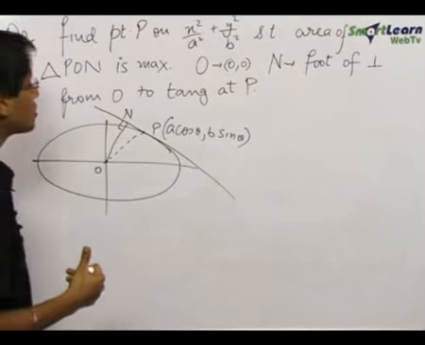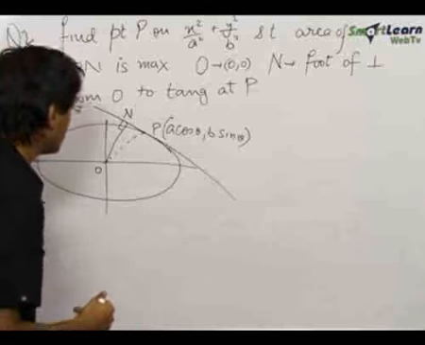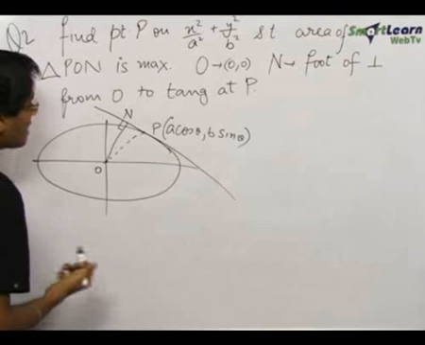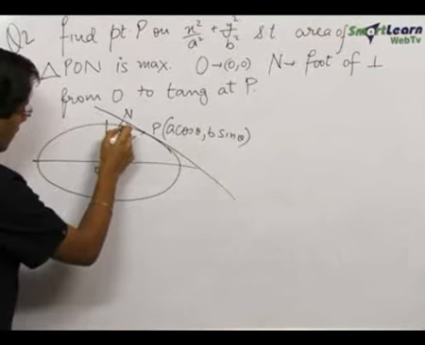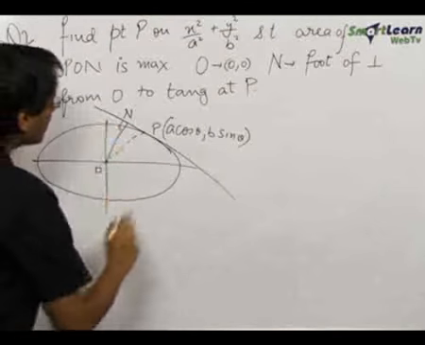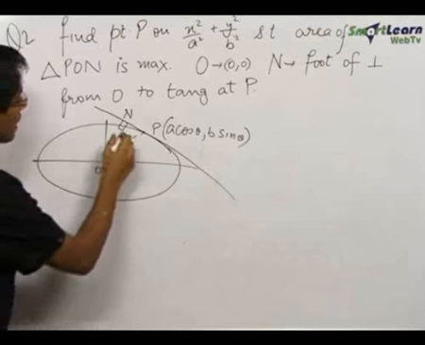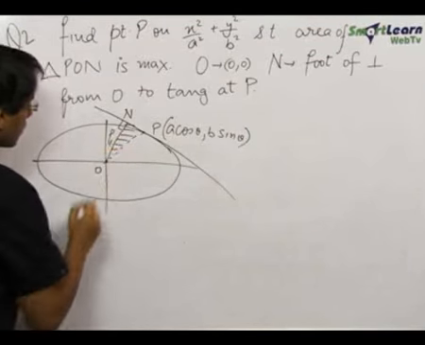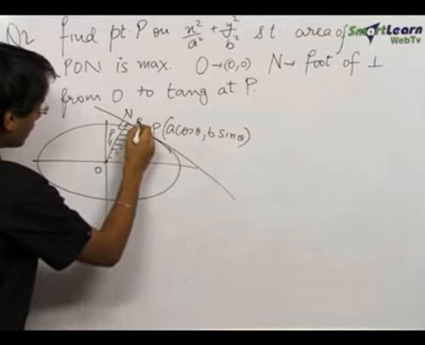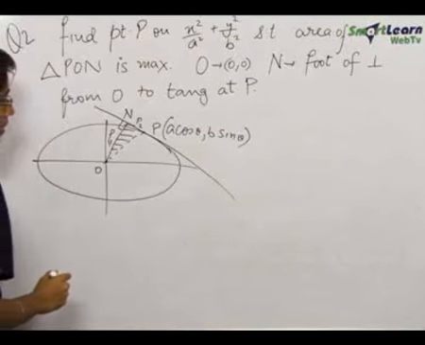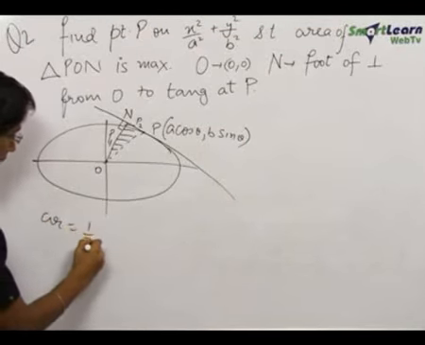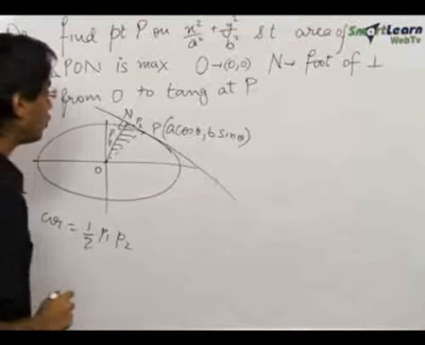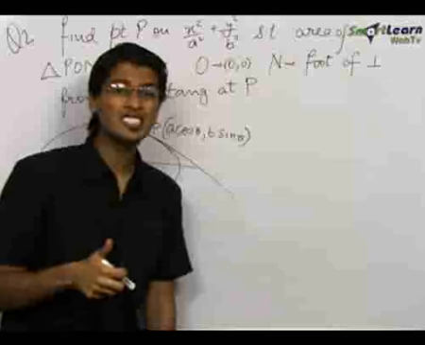In this question there is a special trick involved. Since this is the equation of the tangent, we can find the length of the perpendicular dropped from our origin on the tangent. But for the area of triangle PON, if this is P1 and this is P2, then the area will be equal to half P1 into P2. We know P1 but we don't know P2. Hence we do a small construction over here.